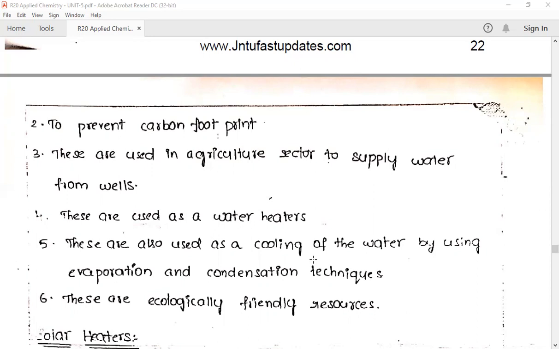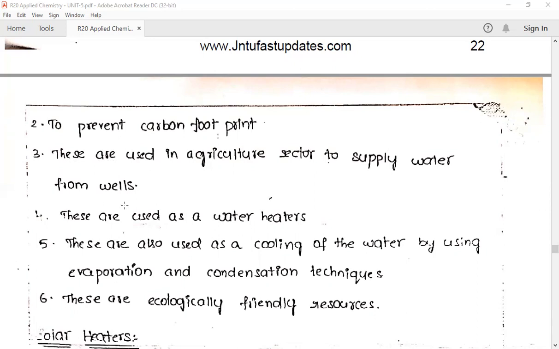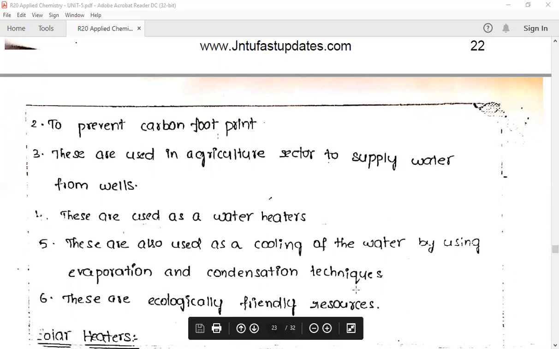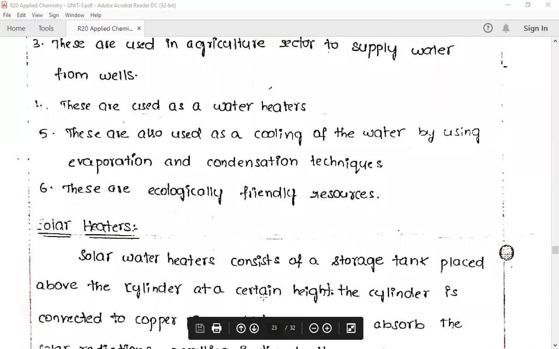That means solar panels are used in the agriculture sector to supply water from the wells. It is used to prevent carbon footprints. They are also used for cooling of water by using the evaporation and condensation technique in the electronic industry, and they are economically friendly resources. So these are the applications of the solar cells.